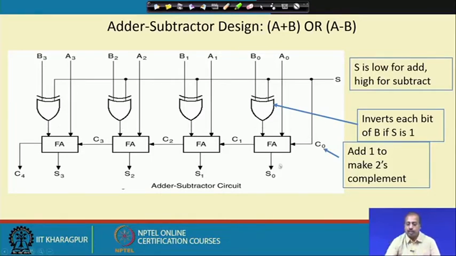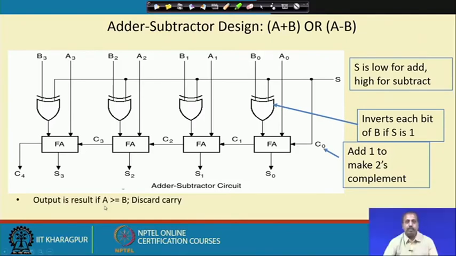And then this C0 is equal to 1. So, I am getting A plus the complement of B plus 1, that is, the 1's complement of B plus 1. That gives us the 2's complement of B, and ultimately that results in A minus B. So, this adder subtractor design is very simple. On top of this basic adder circuit, we have a complementer circuit consisting of a few XOR gates, and that gives us the solution.